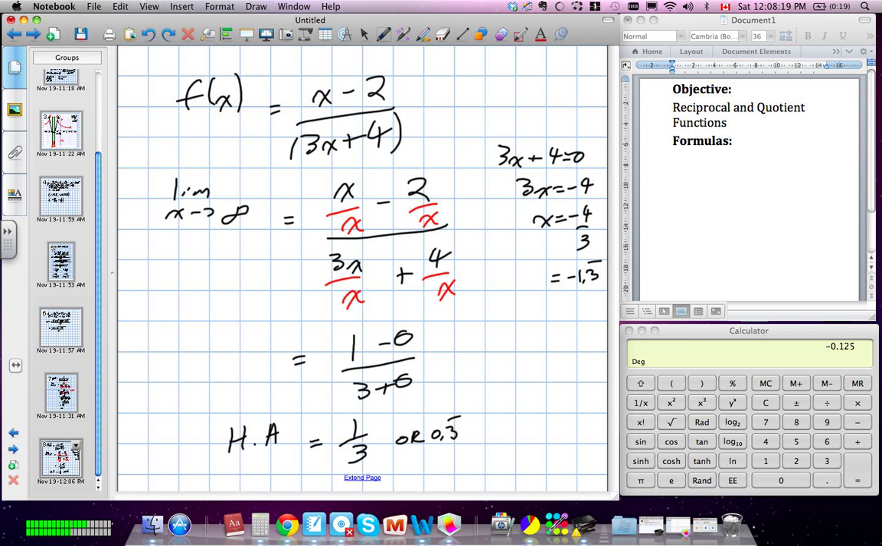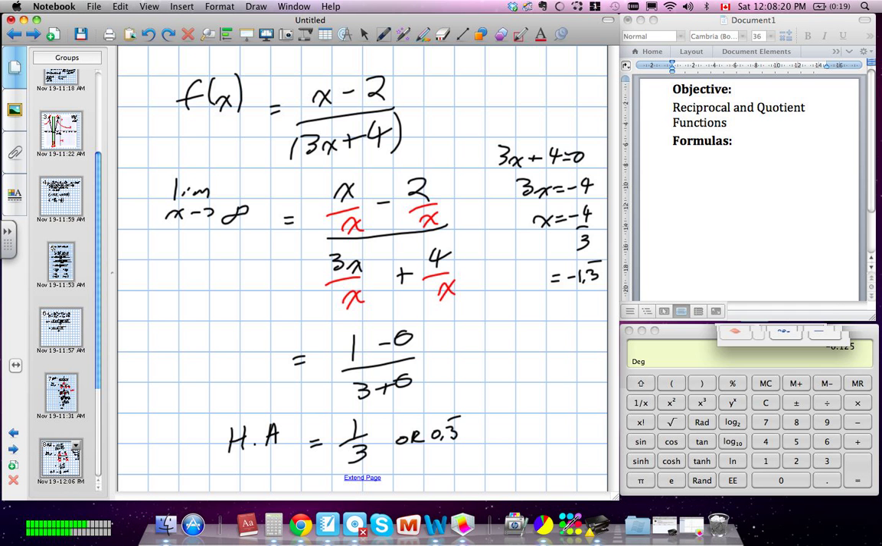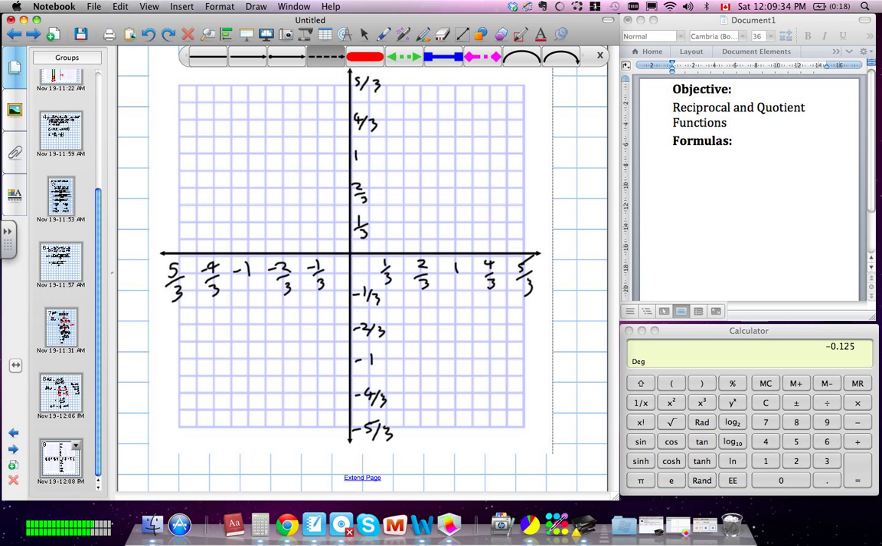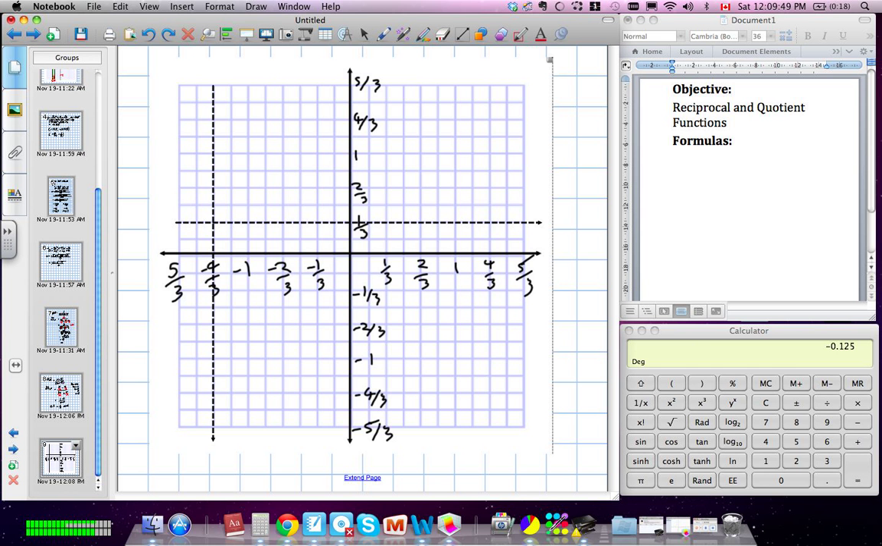All right, so we scaled our graph so that it was in thirds because of our horizontal and vertical asymptote. Our vertical asymptote was negative 4/3. And our horizontal asymptote was positive 1/3. Now, what was important is we need to find our values of 1 and negative 1 to get an idea of what this function is going to pass through.